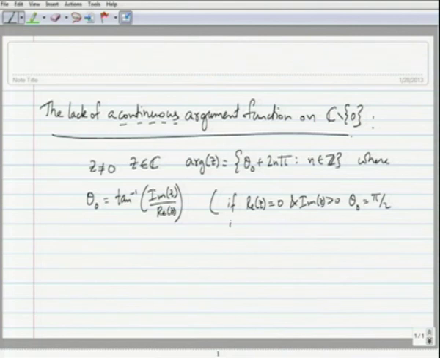And if the real part of z is 0 and the imaginary part of z is strictly less than 0, then we take theta naught to be minus pi by 2. Or you can take that to be 3 pi by 2. So, with these modifications, theta naught given by this formula gives us a set, the argument of z, equal to this set here.